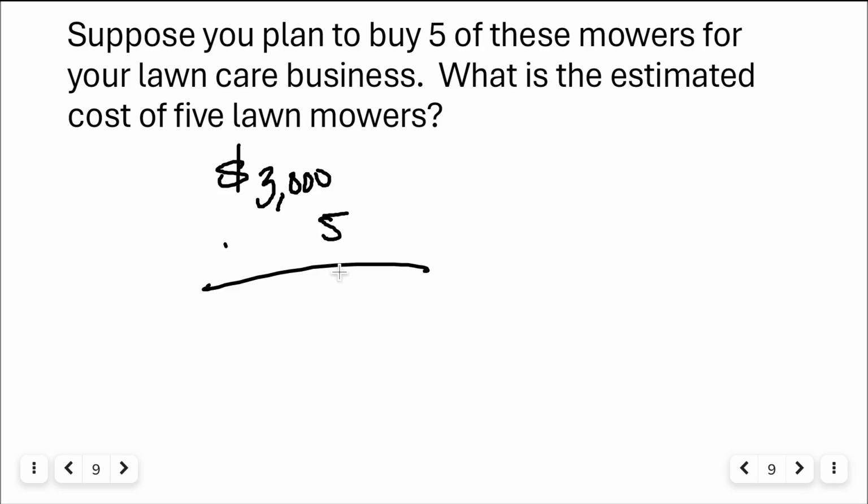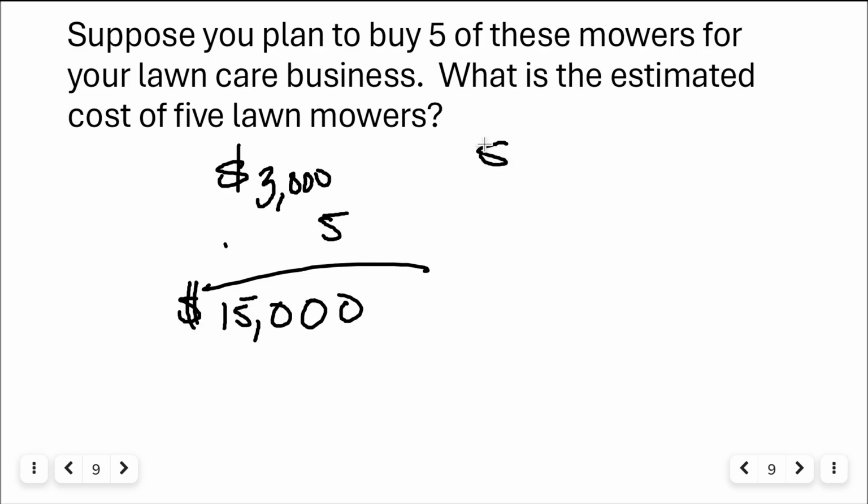Okay, so now there's a couple ways to multiply numbers where one of the numbers ends in zeros. One of them, I can just literally multiply all the numbers. So 0 times 5 is 0, 0 times 5 is 0, 0 times 5 is 0, 3 times 5 is 15. So the answer is 15,000. That's one way to do it.